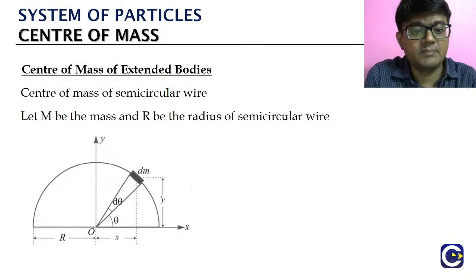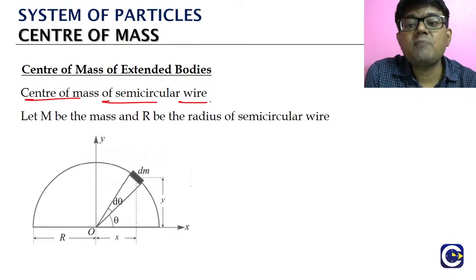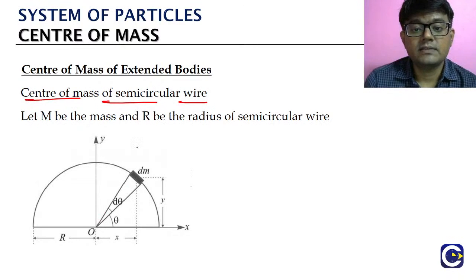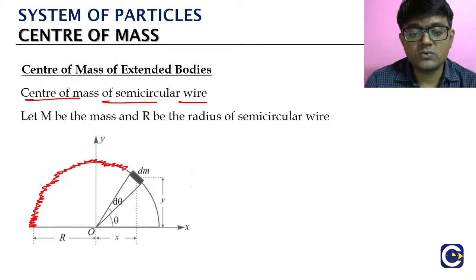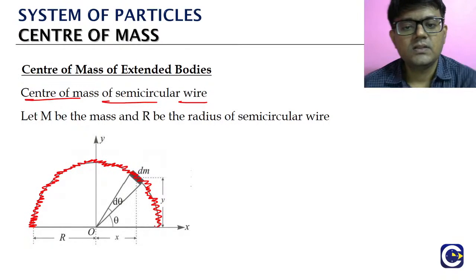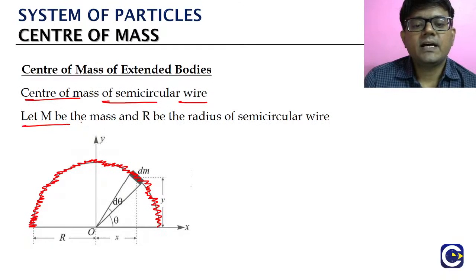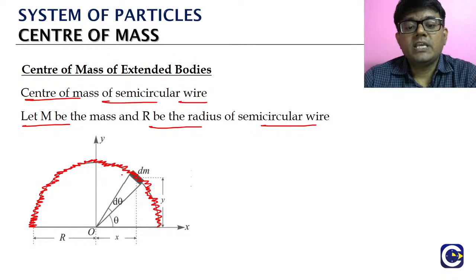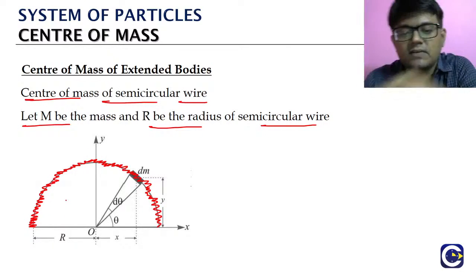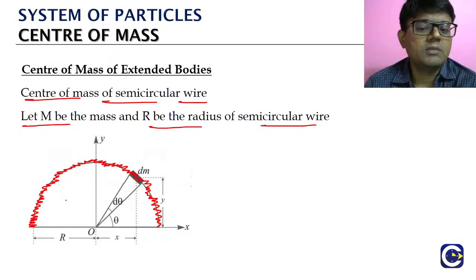Look at this example. Find the center of mass of a semicircular wire. What is a semicircular wire? Look here, the mass will be only on that circumference. This is semicircular. Okay? So we take capital M as the mass of that semicircular wire and R as the radius of the semicircular wire. The mass will be only on that boundary or the circumference.